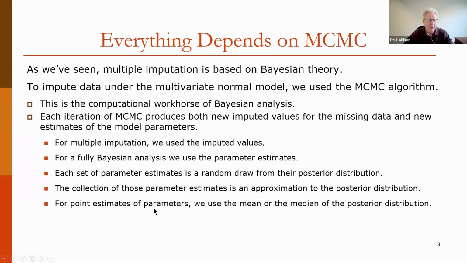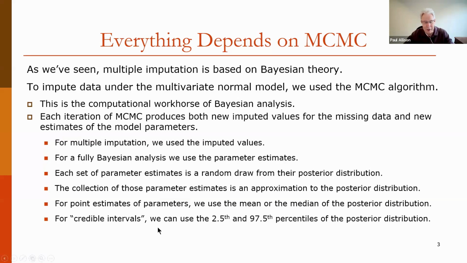Now, typically, we want point estimates of the parameters. And for those, we can either calculate the mean or the median of that posterior distribution. So you just take this set of estimates and calculate the mean or the median, and there's your point estimate.